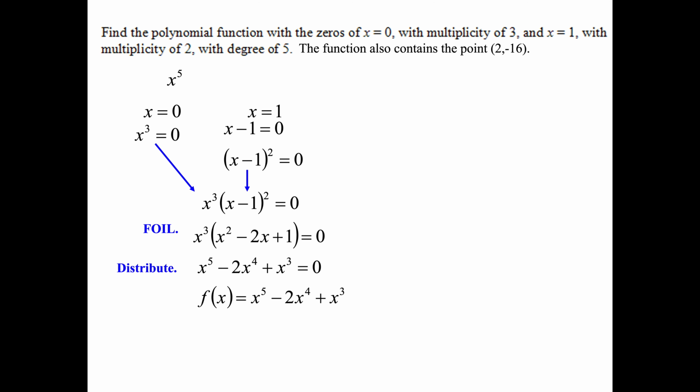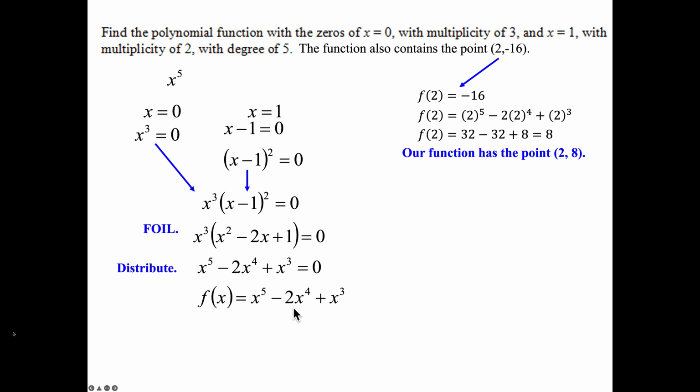To make sure this is correct, we have to go back to this point that was given. We got to make sure this is true. So we have to show in function notation that f of 2 is equal to negative 16. That's our point. So I'll take the 2 and we're going to plug it into our function here. So 2 to the fifth, that's 32, minus 2 to the fourth is 16. 16 times 2 is 32. And 2 to the third is 8, so these 32's cancel out, leaving me an 8. So the point that I have with the function that I've built so far is 2, 8.